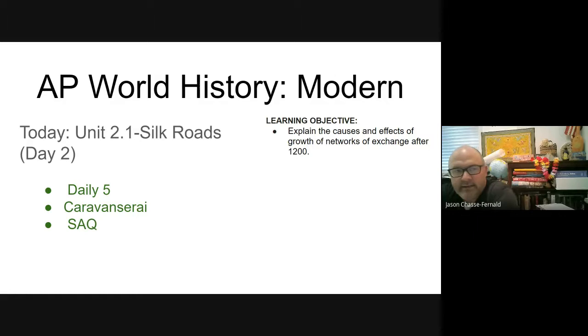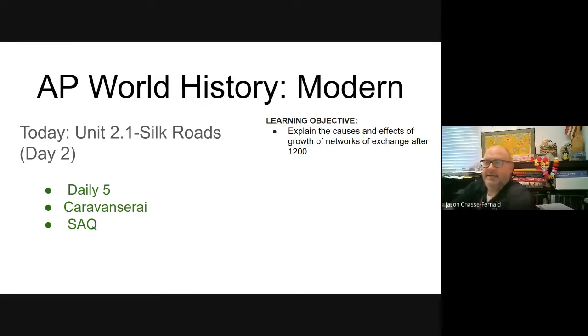Today we're going to do our second day on Unit 2.1, the Silk Road. In class, we started with our daily 5. I'm not going to do those today because we use College Board questions. Once we finished that in class, we went over Caravanserai, and then we completed an SAQ. So that's what we're going to go over today.